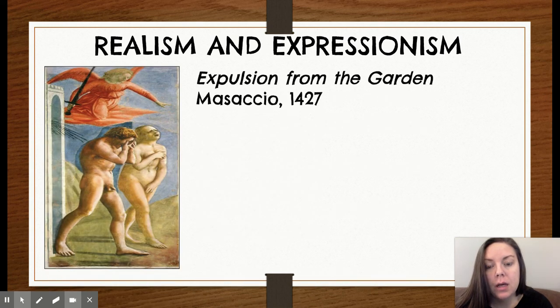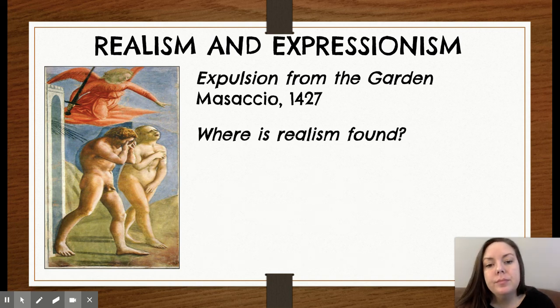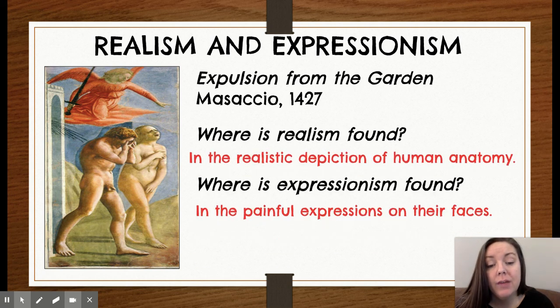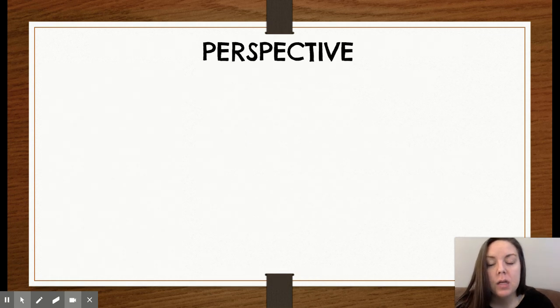Here are some examples. This is the Expulsion from the Garden by Masaccio from 1427. This is Adam and Eve being escorted out of the Garden of Eden. Prior to the Renaissance, you would not have been able to show them nude. You also wouldn't have shown them with those pained expressions on their faces. That is where we see the realism and the expressionism. We have a realistic depiction of human anatomy, which would have been a no-no before, and the expressionism is in those painful expressions on their faces, the shame of being expelled from the garden.